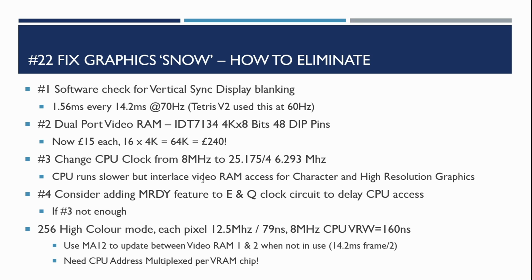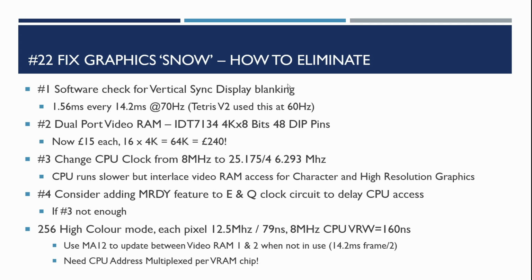For graphics mode 3, the high color mode, I originally thought I might have been able to do something with the hardware. Unfortunately, as I thought about it a bit more, it wasn't really possible to do this. We would need to add a lot more multiplexers to the video RAM chips to be able to use this particular mechanism I originally thought about. But what I did think about was, well, could I use a software check for the vertical sync display blanking, and would that actually improve things?